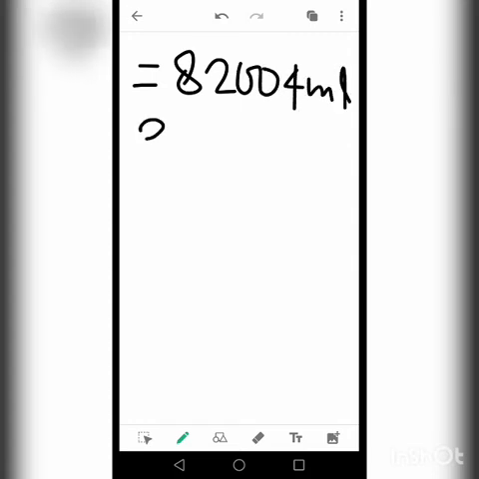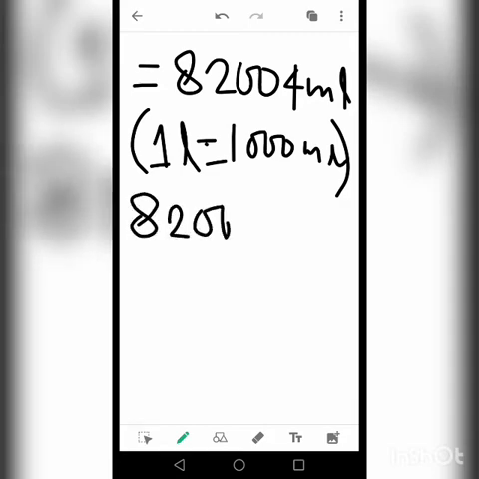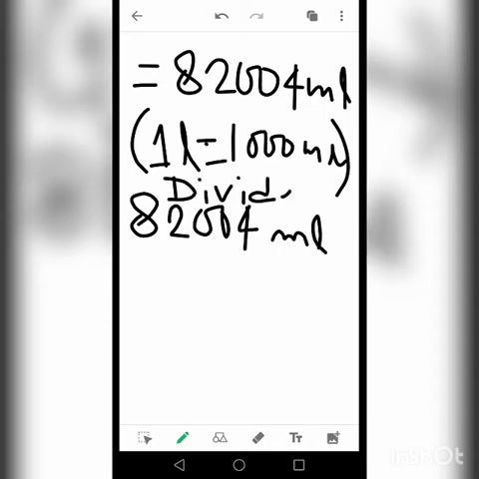You have got this. How you are getting it, just write down the formula: 1 liter is equal to 1000 ml. Now what you need to do is divide 82004 ml by 4. For the division part, we are moving to the next board.